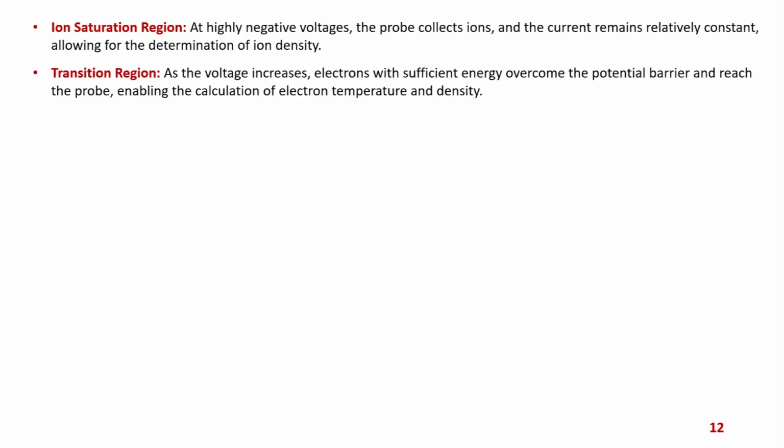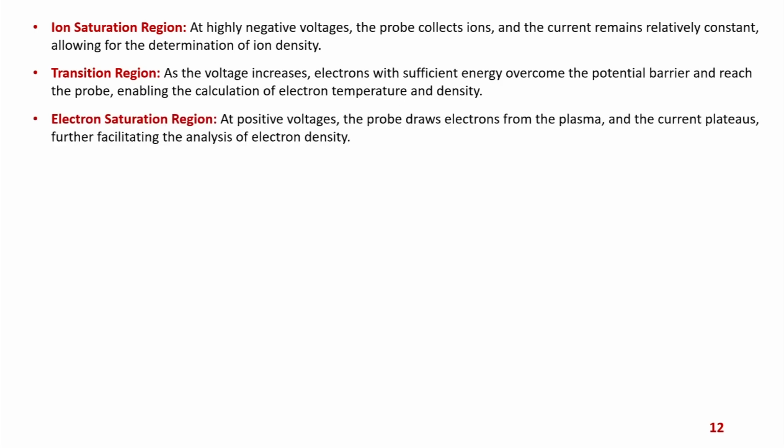Then the transition region. After that, from the very negative voltage you are increasing the voltage, and the electrons will acquire sufficient energy and overcome the potential barrier and reach the probe, enabling the calculation of the electron temperature and density. So, this you can calculate from the transition region, and we will find another region, that is called the electron saturation region. At positive voltages the probe draws electrons from the plasma, and the current plateaus, means it becomes saturated, and then you can calculate the electron density from there.